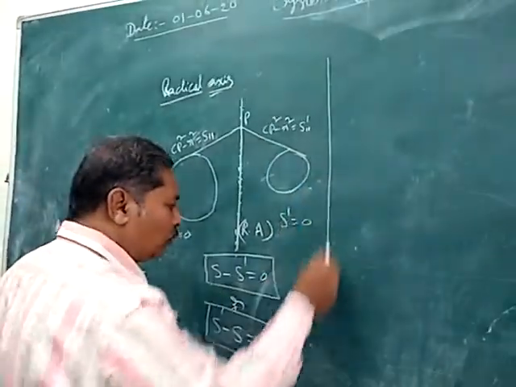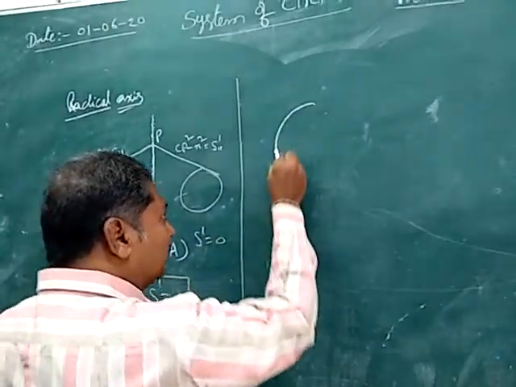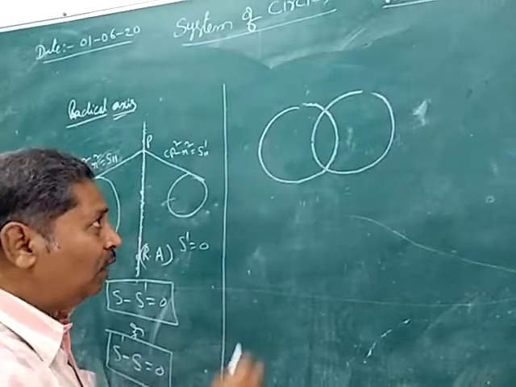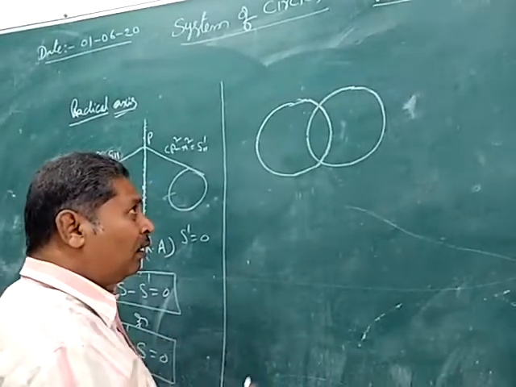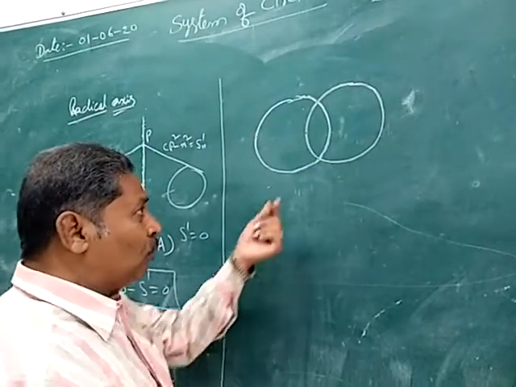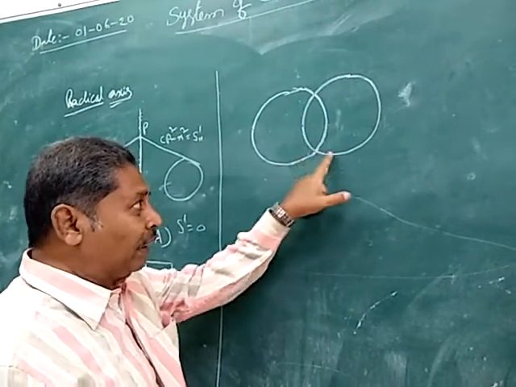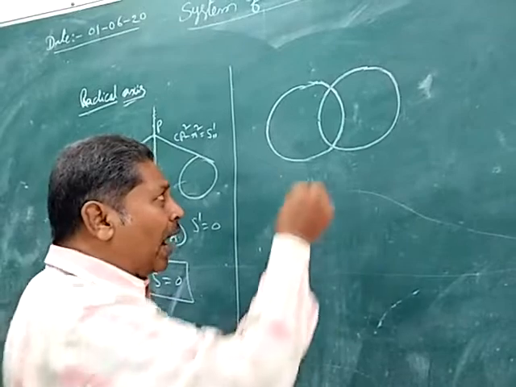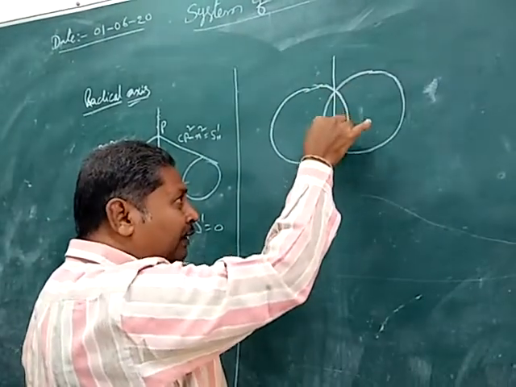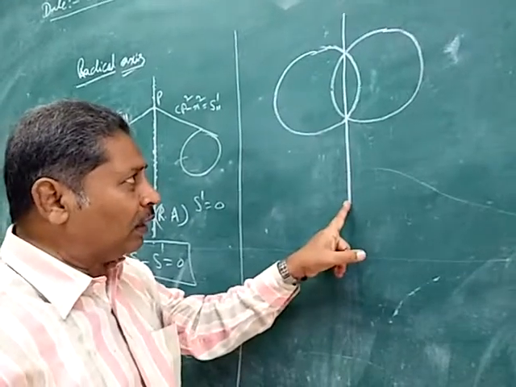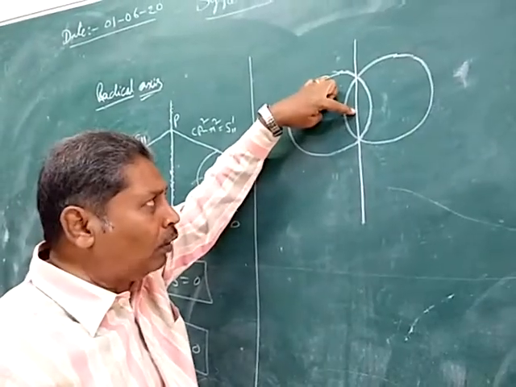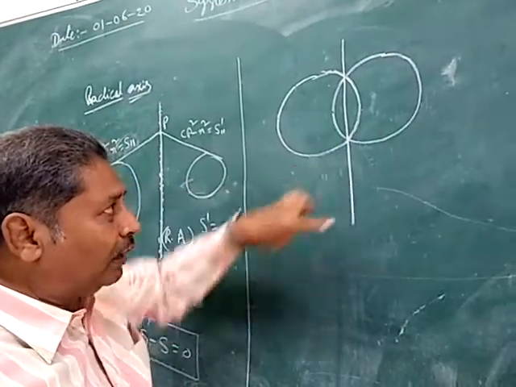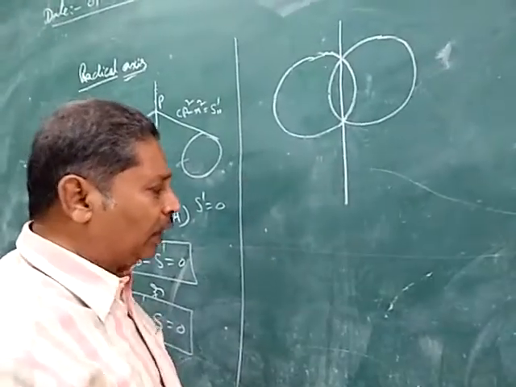Suppose the two circles are, this is one circle, this is the second circle. The radical axis of these two intersecting circles, these two are called intersecting circles, is nothing but their common chord. This is called the common chord of the two circles. So the common chord is nothing but the radical axis of the two intersecting circles.